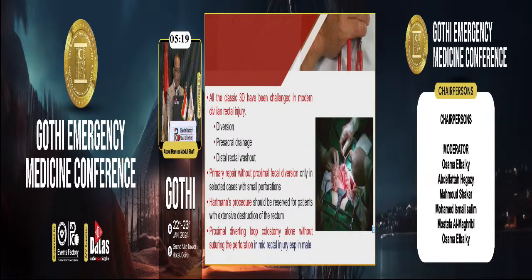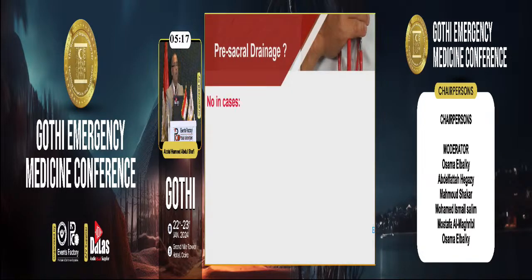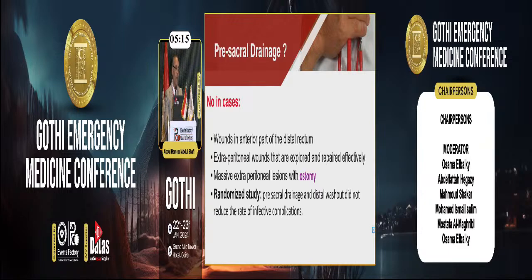Proximal diverting loop colostomy alone, without suturing the perforation, is for mid-rectal injury, which is usually inaccessible, especially in male patients with a narrow pelvis. Presacral drainage is not done in case the wound is in the anterior part of the distal rectum, or in extraperitoneal wounds that are explored and repaired effectively, or massive extraperitoneal lesions with stoma.